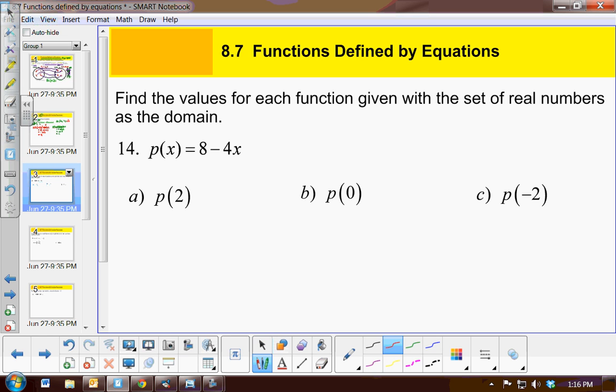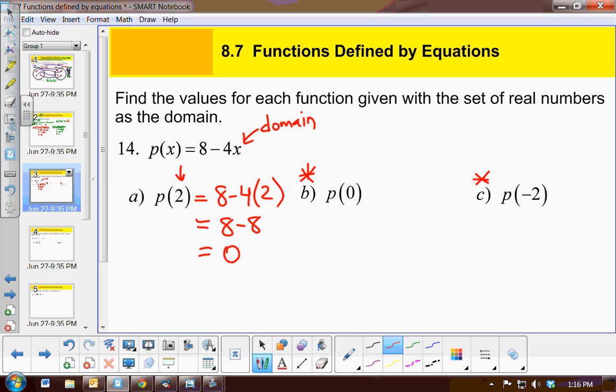Now I'll help you with 14A just to get it set up. It's saying use the p function with a domain of 2. Okay? So we're told that the p function says to go 8 minus 4 times your value of the domain, which is x, right? X values represent domain. So for this problem, I'm going to substitute the value of 2. Oh, it turns out I'm doing the whole thing for you, aren't I? 8 minus 8 is 0. So on the form, I'm going to ask you to tell me the response to 14B and 14C.